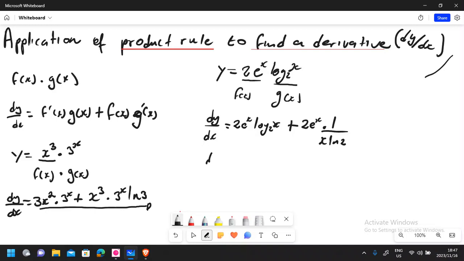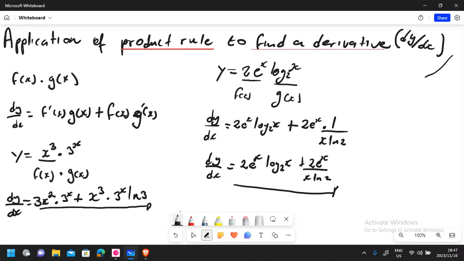Guys, if you continue with this one, it's supposed to stop there, but it's going to be 2 e to the power of x log 2x plus 2 multiplied by e^x over x natural log 2. Guys, this is how you differentiate this. This is example number 2.